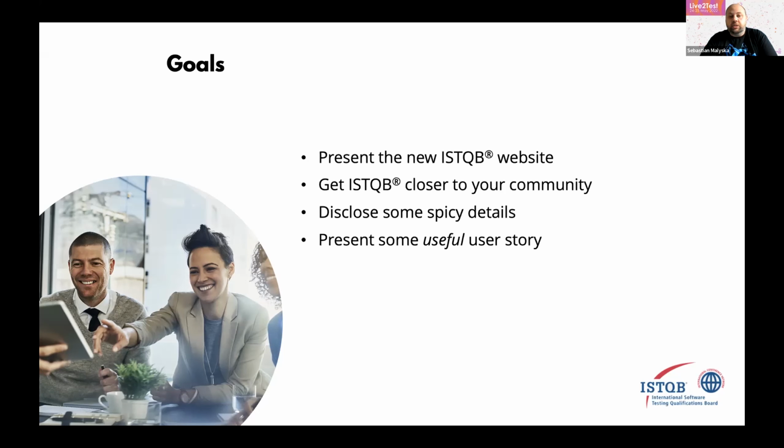I will be talking about the project, with some spicy disclosures, because if you think that delivering a new website for any organization is easy, then for an organization made up of testers it's even harder. And if none of this is interesting to you, I will still share my user story, which hopefully will be useful to any of you. When ideas come up in your organization like, let's replace our website because I don't like it anymore, you will now have full knowledge about how to start, where to start, and what should be done.